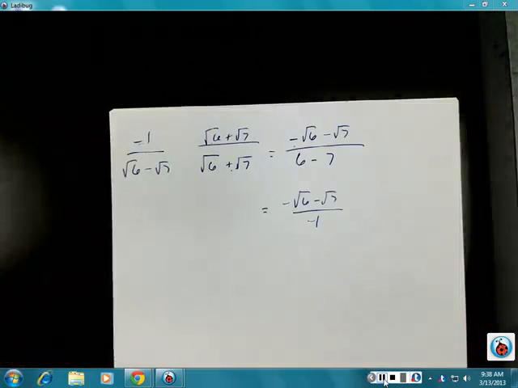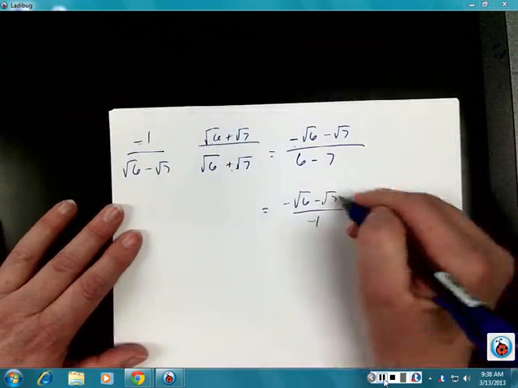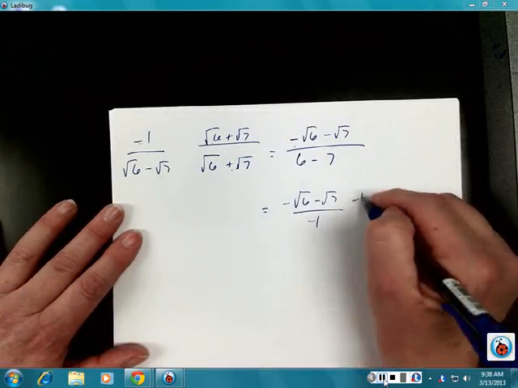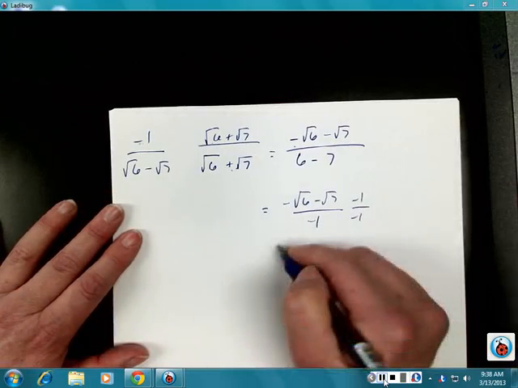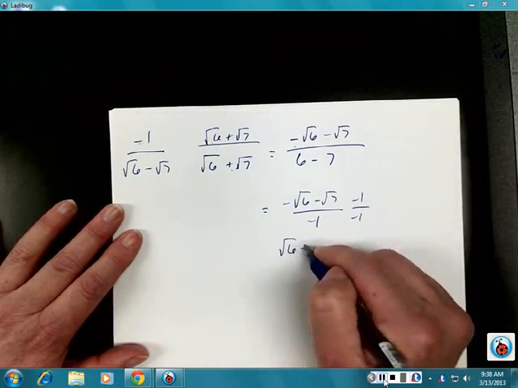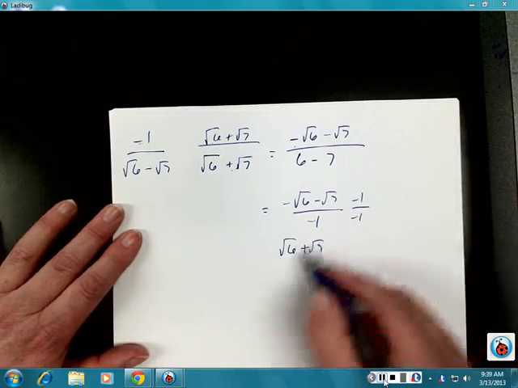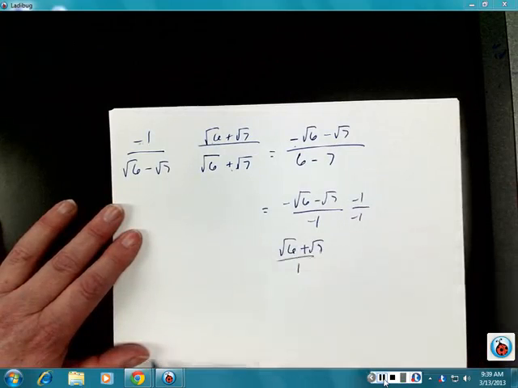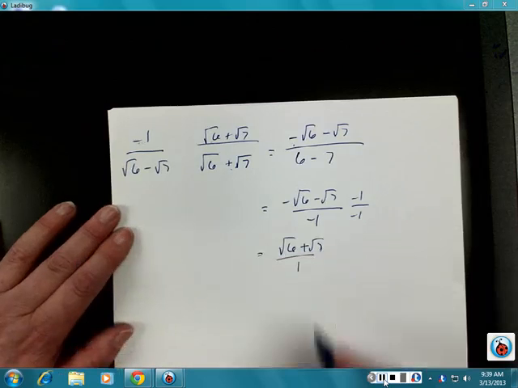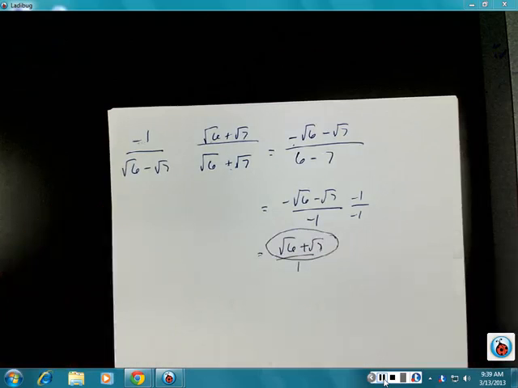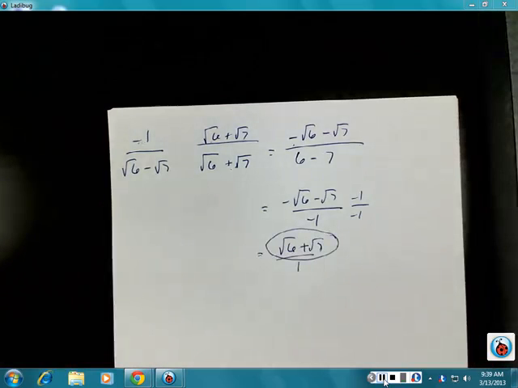And remember, Hawks does not like negatives in the denominator. So if we multiply top and bottom by a negative 1, I get the square root of 6 plus the square root of 7 all over 1, and I don't need the 1 in the denominator when I type it into Hawks. So that would be my answer to that. But it's that conjugate thing that you've got to watch with these, and getting your multiplications through.